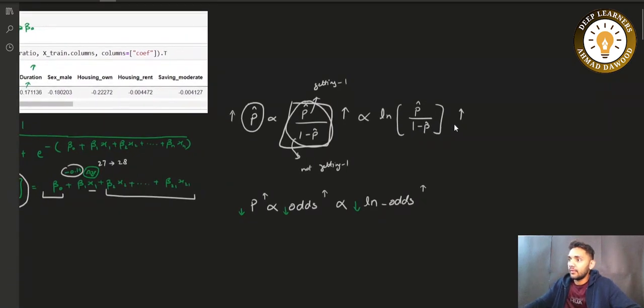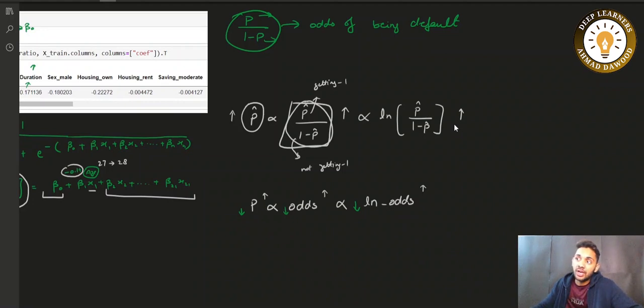And here again I will tell you, this is P over 1 minus P. P is the probability of being default, and 1 minus P is the probability of being not default. So overall we can say these are the odds of being default. Odds is actually the ratio between the chances. So odds is the ratio of the probability of being default to the probability of not being default.